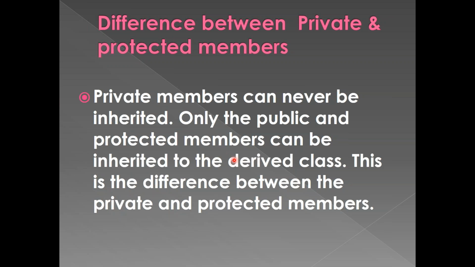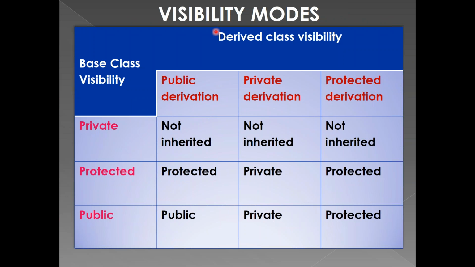Next, look at this: visibility modes. What do you mean by visibility modes? Base class visibility, derived class visibility. What do you mean by base class? Parent class. Base class is nothing but a parent class or a super class. Derived class is nothing but a child class, or you can call this a subclass.